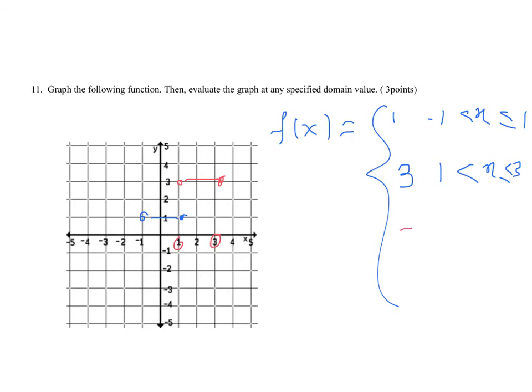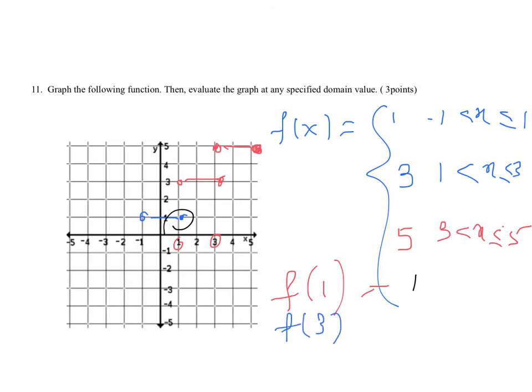Then 5 when 3 is strictly less than x and x is less than or equal to 5. That means in the interval 3 to 5, 3 is not included, and 5 is included. So if I ask you what is f of 1, I get it from here, it's 1. When I ask you what is f of 3, I get it from here, it's 3.